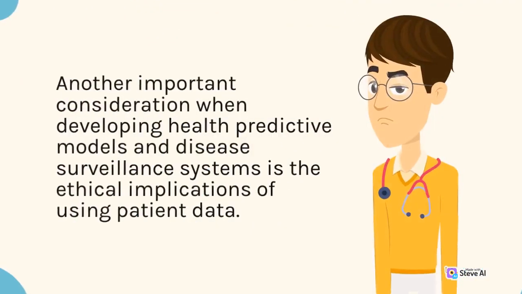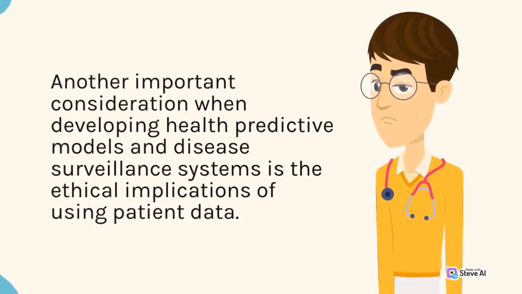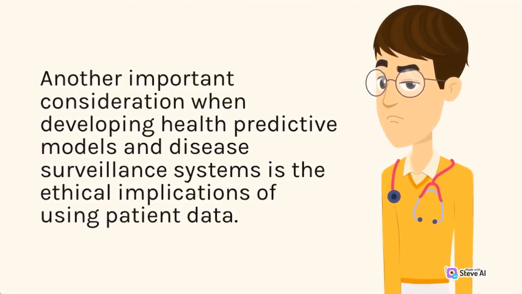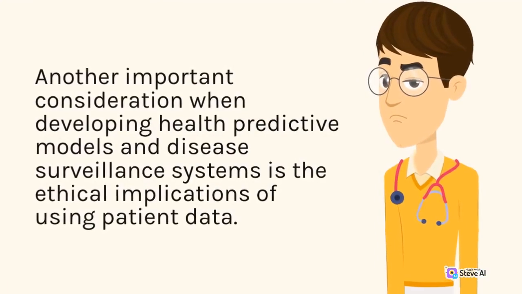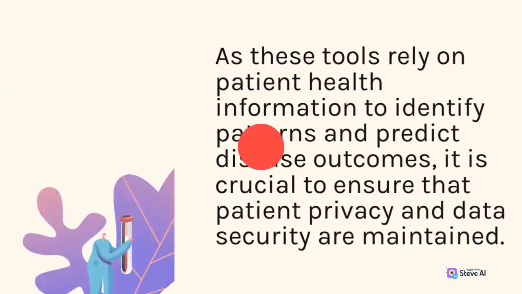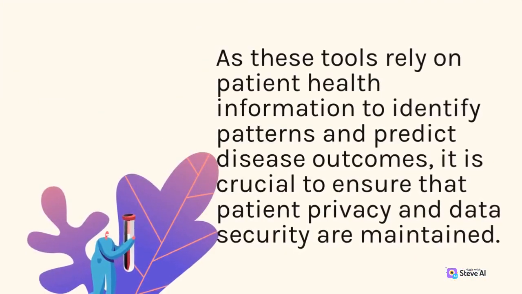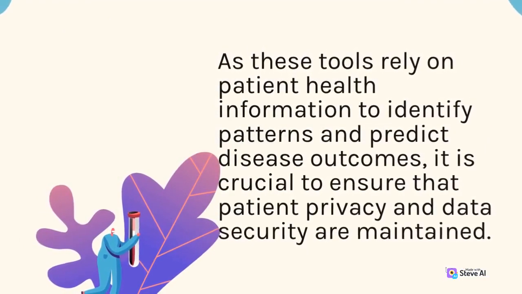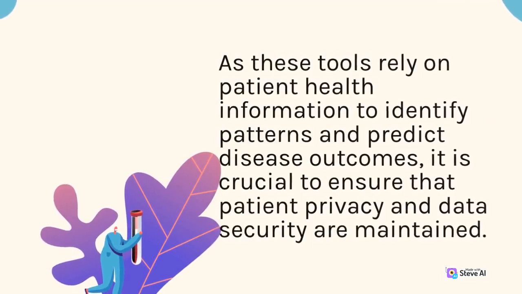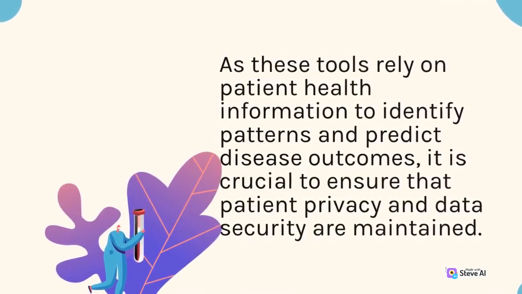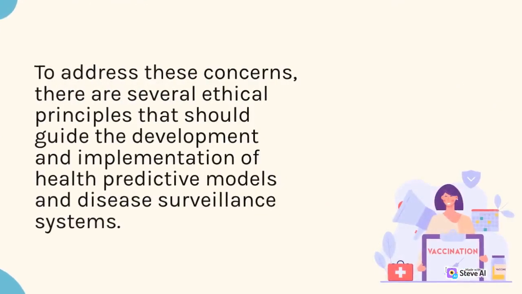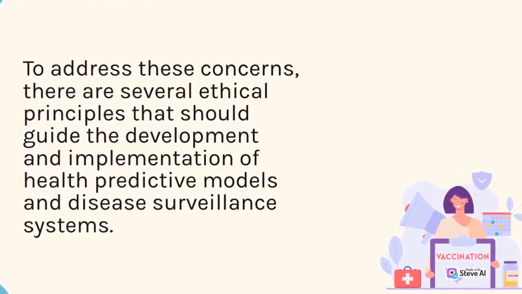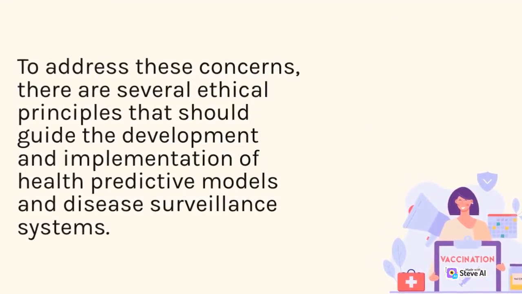Another important consideration when developing health predictive models and disease surveillance systems is the ethical implications of using patient data. As these tools rely on patient health information to identify patterns and predict disease outcomes, it is crucial to ensure that patient privacy and data security are maintained. To address these concerns, there are several ethical principles that should guide the development and implementation of health predictive models and disease surveillance systems.